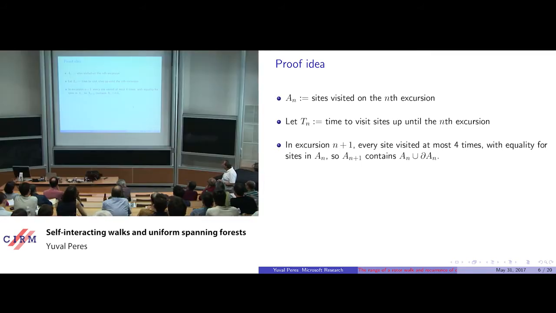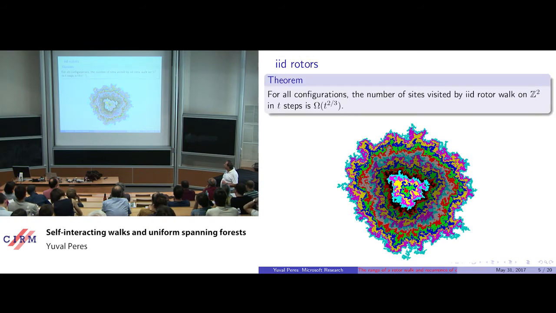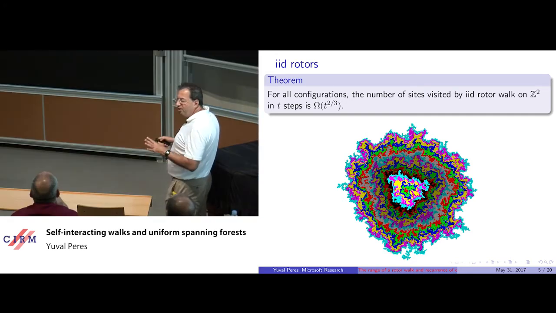So in excursion n+1, we said A_{n+1} contains A_n union the boundary of A_n. So again, what I'm indicating to you here is a proof of the easy lower bound that says that at time t, we're going to look at times t which are the ends of excursions, the set covered has a cardinality at least t to the 2/3. So this is a 2/3, but no relation to KPZ.